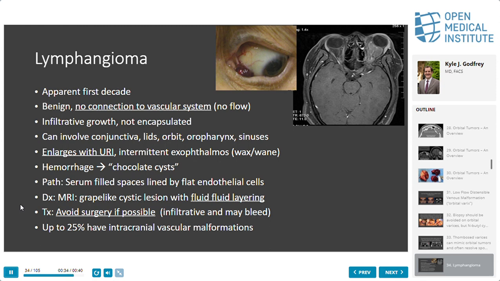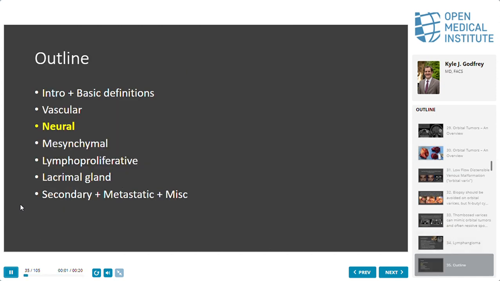And an important association to note for these is that many patients will have an associated intracranial vascular malformation as well. So that was a broad overview of the vascular tumors. Any questions on those before we move on to some of our neural-based tumors? So in general, try to avoid surgery on vascular tumors whenever possible. Work closely with your neurointerventional and your radiology colleagues to appropriately diagnose these before considering anything surgically.